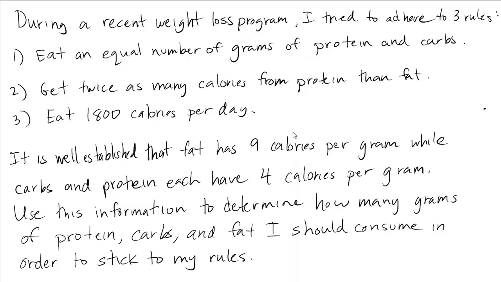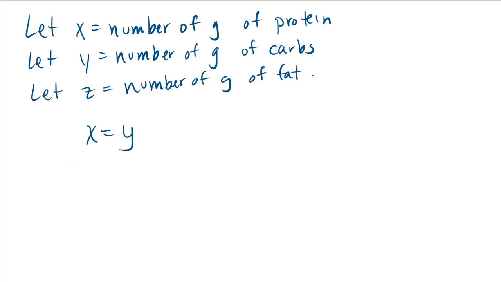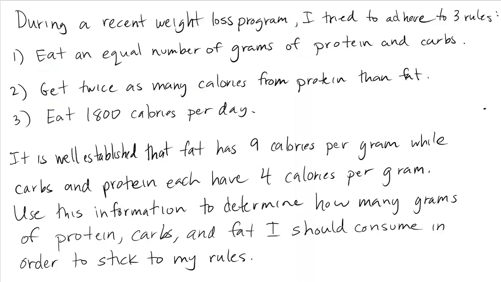Fat has 9 calories per gram, while carbs and protein have 4 calories per gram. So if I take 4 times the number of grams of protein, plus 4 times the number of grams of carbs, plus 9 times the number of grams of fat, that needs to add up to 1,800 calories if I reach my goal. Now let's go back to that second one.